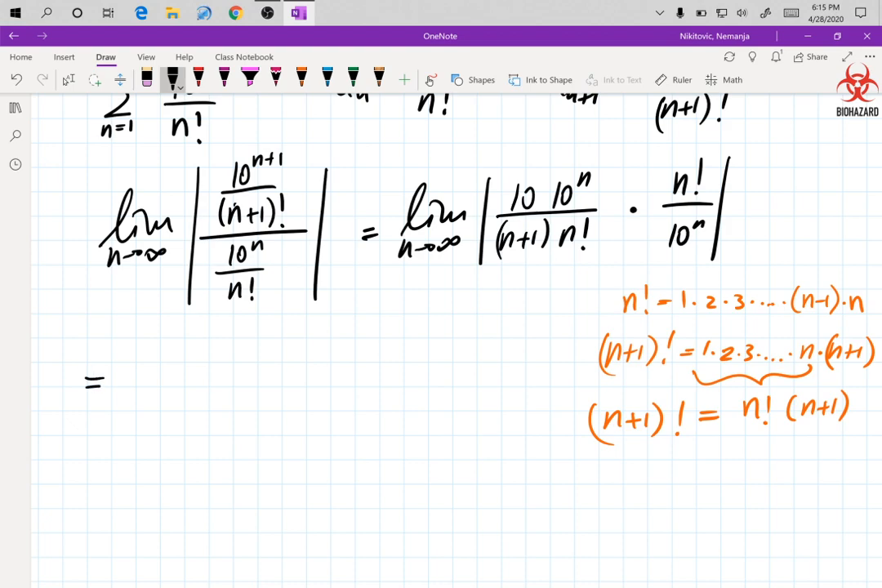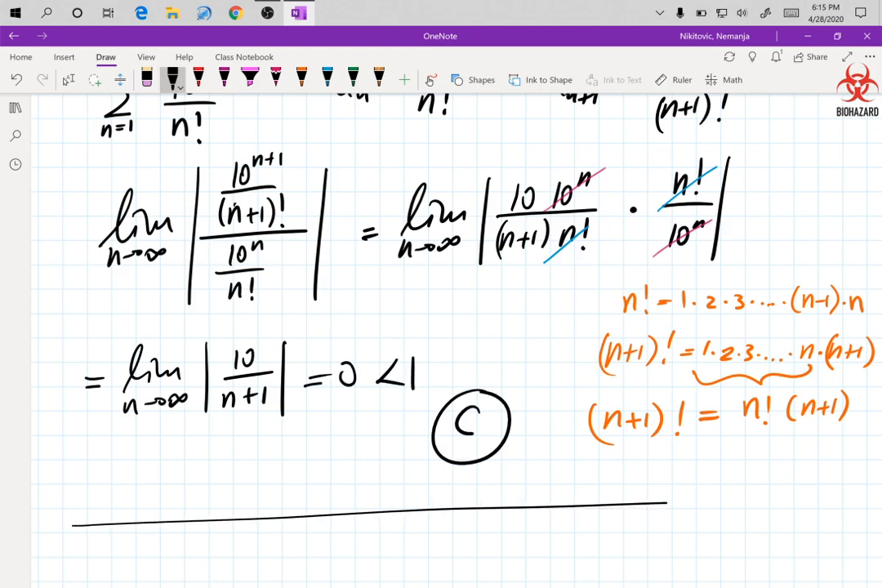So when you cancel a whole bunch of stuff, this kills that, this kills that, then you are going to have to deal with the limit as n goes to infinity of 10 over n plus 1. Now, since n is positive, we actually don't need absolute values, because all of these values are positive, and this limit is 0, which is less than 1, which is convergence.